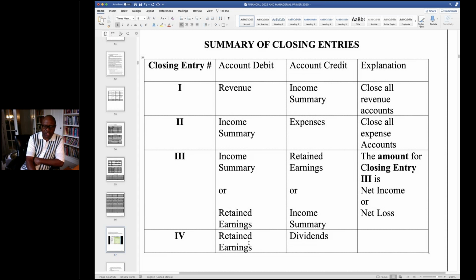The 4th closing entry, we close out the dividends. We debit retained earnings and credit dividends.